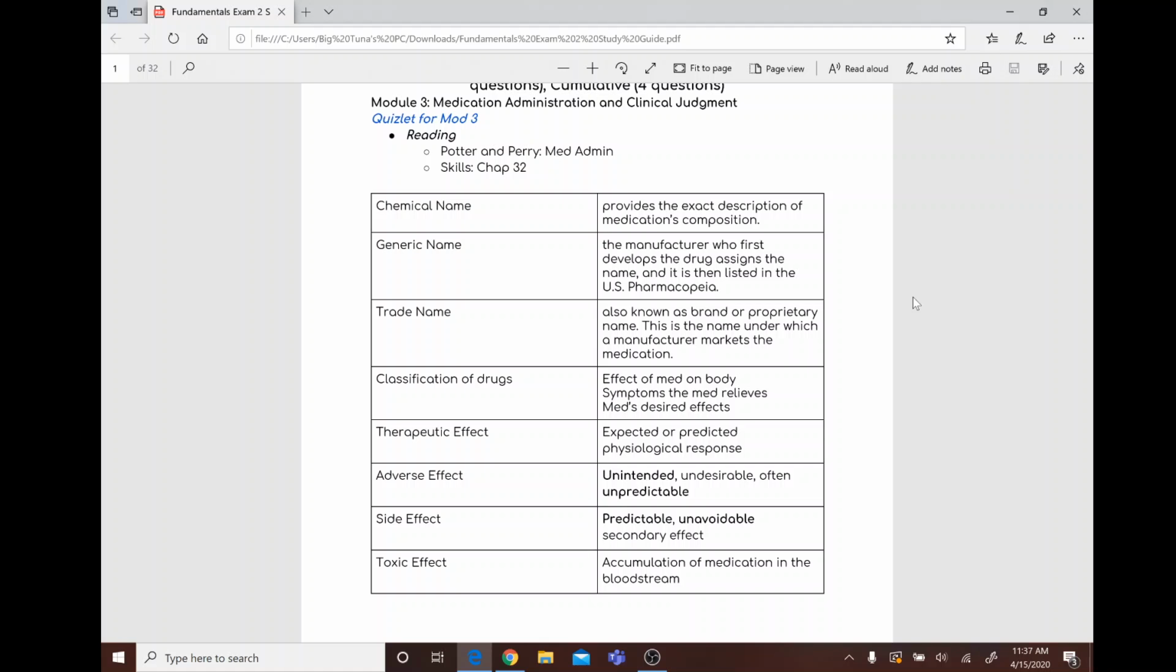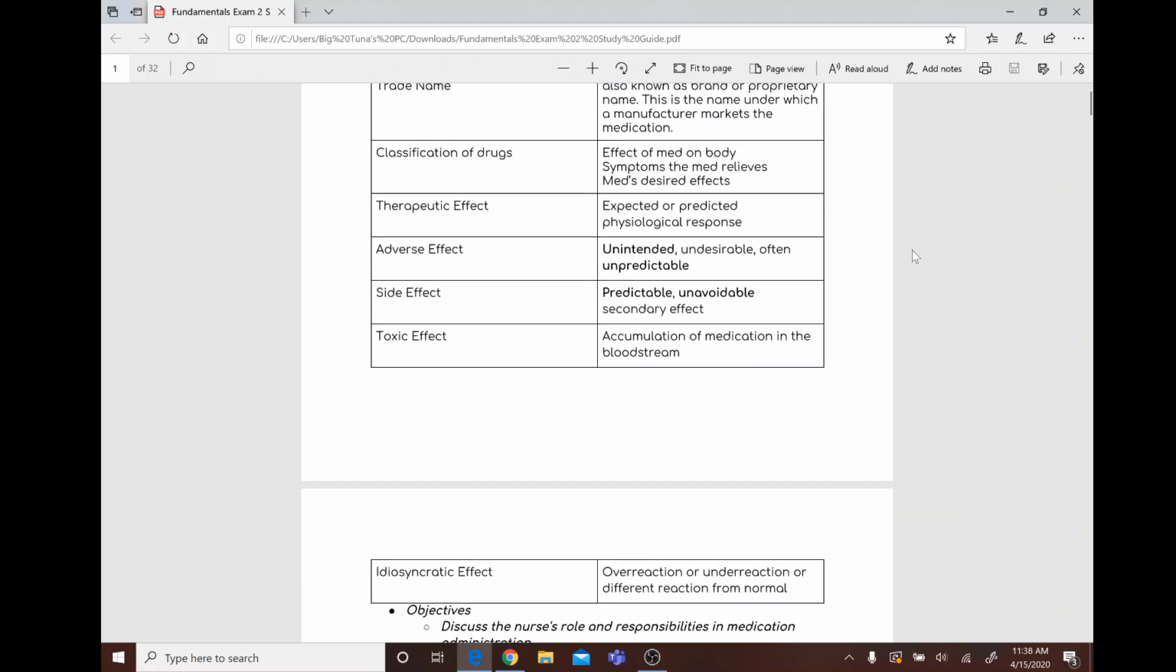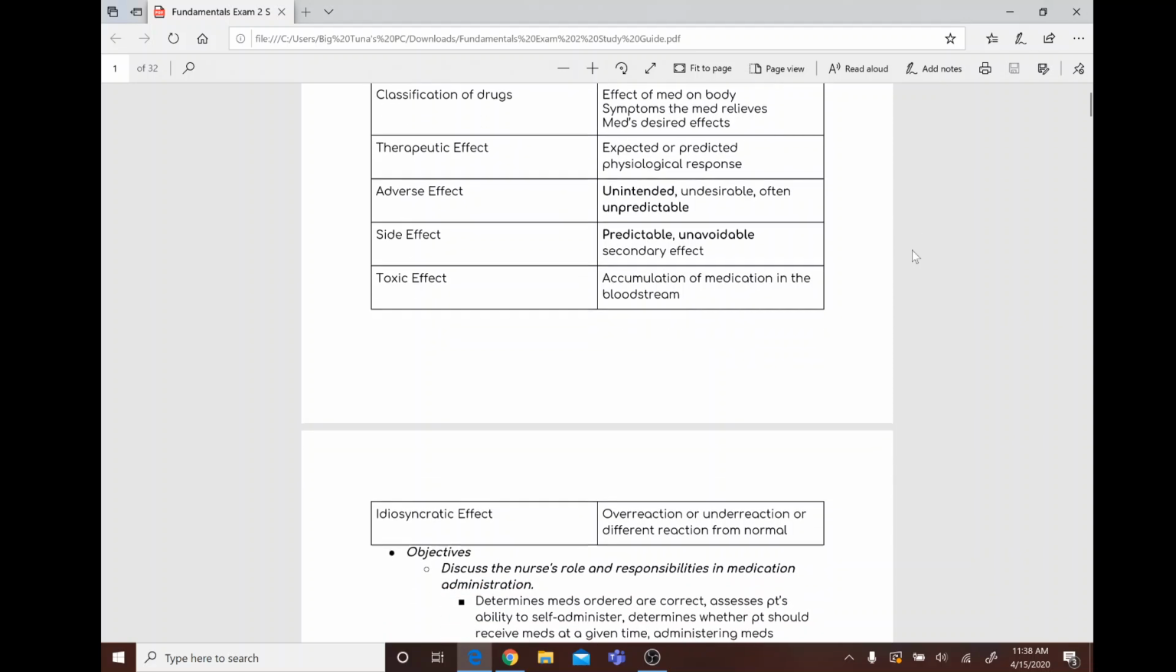What is a therapeutic effect? Expected or predicted physiological response. How do we classify drugs? Effect of med on the body. Symptoms the med relieves. Med's desired effect. What is an adverse effect? Unintended, undesirable, often unpredictable.